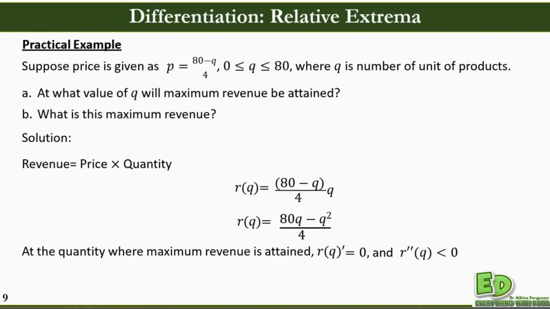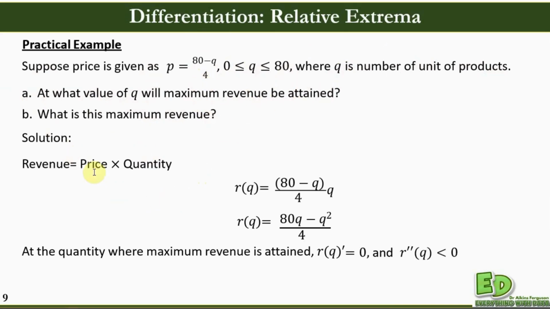Let's look at this example that will help us to apply this in the business sense, right? So suppose the price is given as P is equal to 80 minus Q all over 4 for the range 0 to 80, where Q is the number of units of product. At what value of Q will maximum revenue be attained? What is the maximum revenue, right? This is an application of the relative extrema.